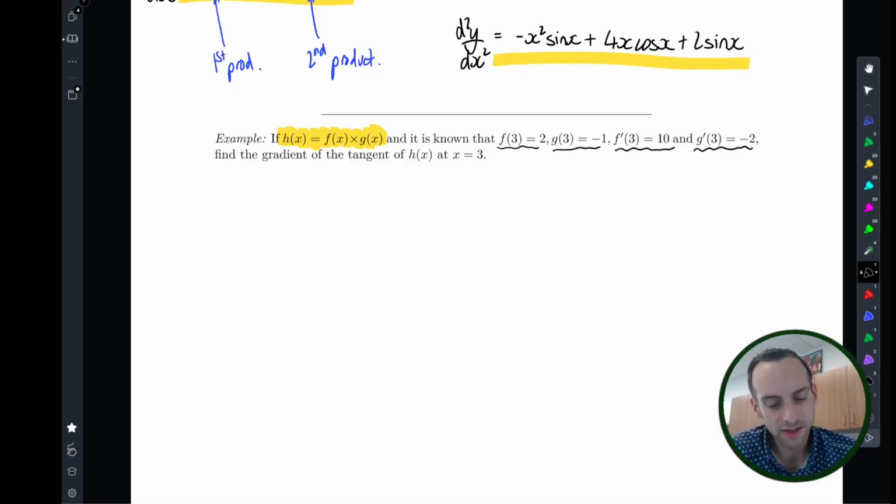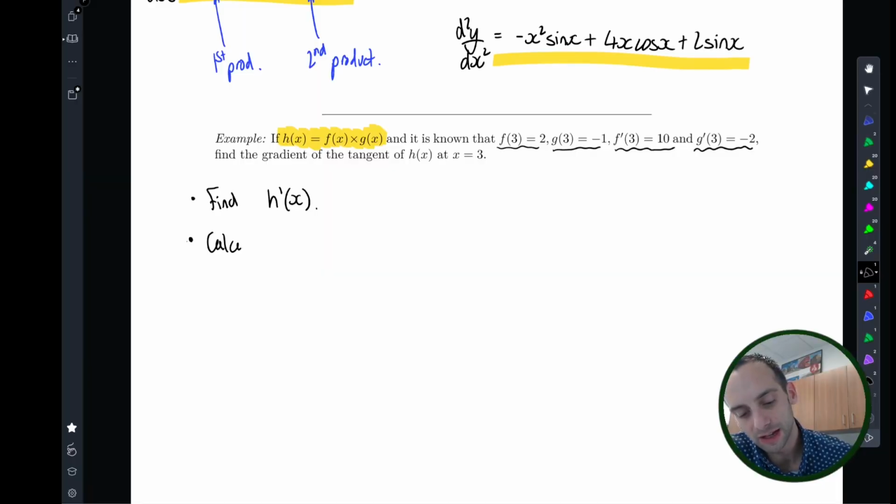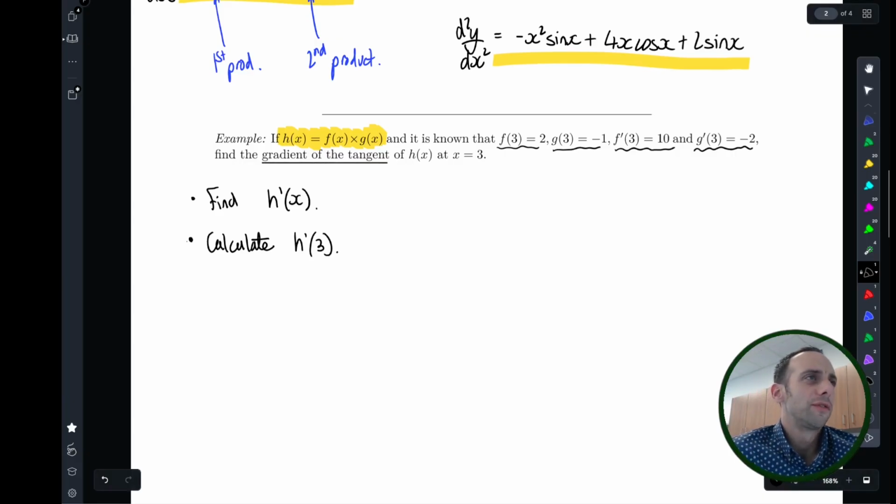What are we actually asked for? We're asked for the gradient of the tangent at x equals 3. So this problem will take 2 steps. Okay? First thing to do will be to find h primed of x. The second thing will be to calculate, meaning we'll use numbers, h primed of 3. So we're going to find the derivative first, and then we're going to substitute in that 3, and that will give us the gradient of the tangent, because we know the gradient of the tangent, that's the first derivative.